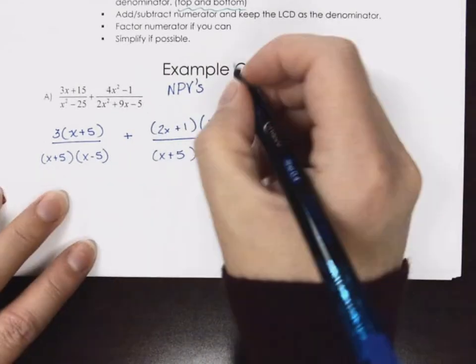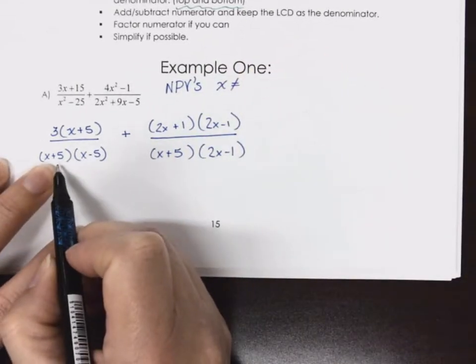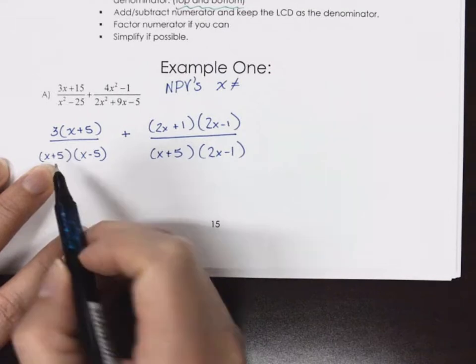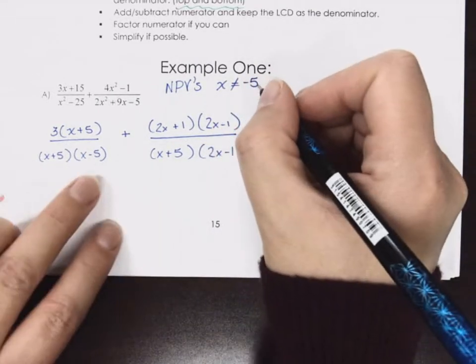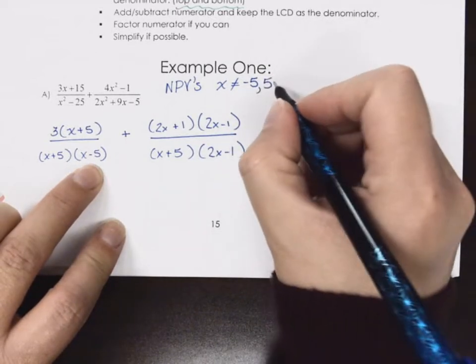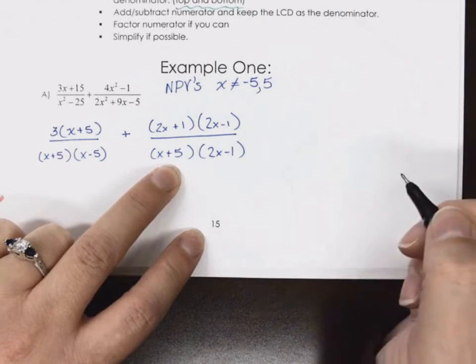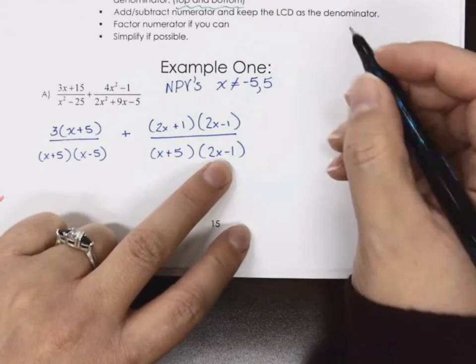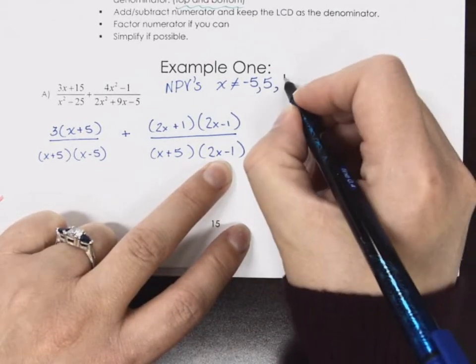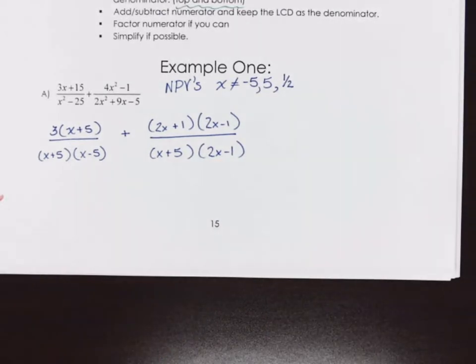All right, so the NPVs are, and we're going to go through them one by one. This one's going to be -5. This one's going to be +5. This one's going to be -5. We already have it, so I don't have to write it again. And this one's going to be +1/2. All right, good job, everybody.